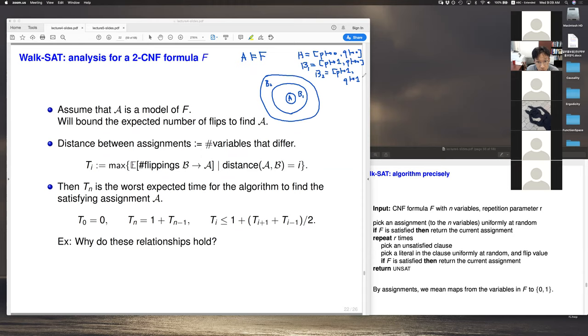Then we classify all the others where the distance is 3 from A, and so on. In our example that I showed you here, the distance is at most 2, but it can be as large as the number of propositional variables.